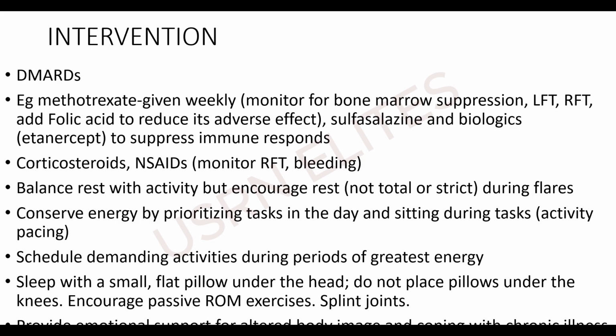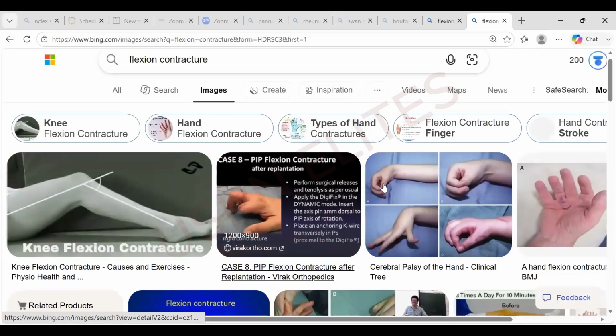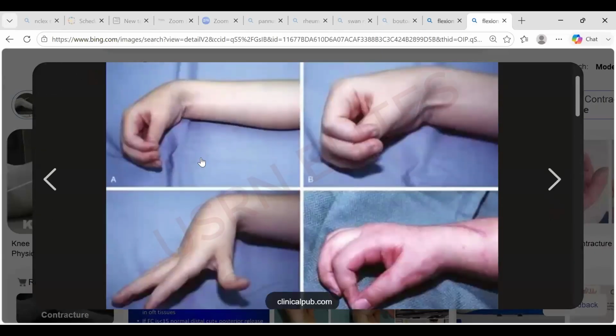Or have I forgotten? Let me show you how it is. Don't forget, okay? Just look at this. Can you see that hand? The person can't extend the hand because it has been in the same position for a long time. That's what we call flexion contractures.